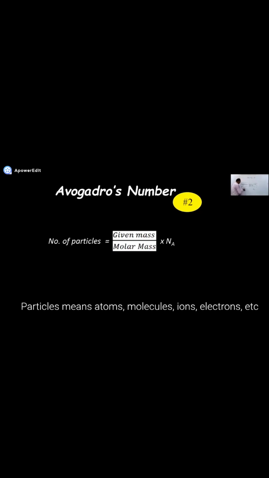So we can rewrite it for atoms. If we want to find out number of atoms, we can write it like this: given mass upon atomic mass into Avogadro number. The same formula can be written for number of molecules: given mass upon molecular mass into Avogadro number. Okay?